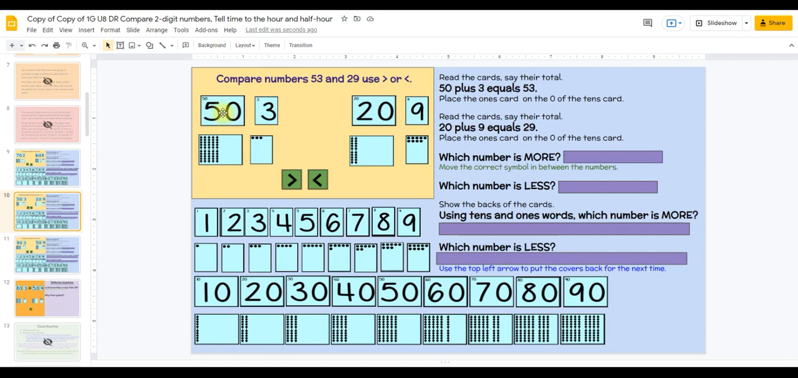Say the cards with me. 50 plus 3 equals 53. 20 plus 9 equals 29. Boys and girls, which number is more? 53 is more than 29. 29 is less than 53. Boys and girls, using tens and ones words, which number is more? 5 tens is more than 2 tens. Which number is less? 29 is less than 53 because 2 tens is less than 5 tens.